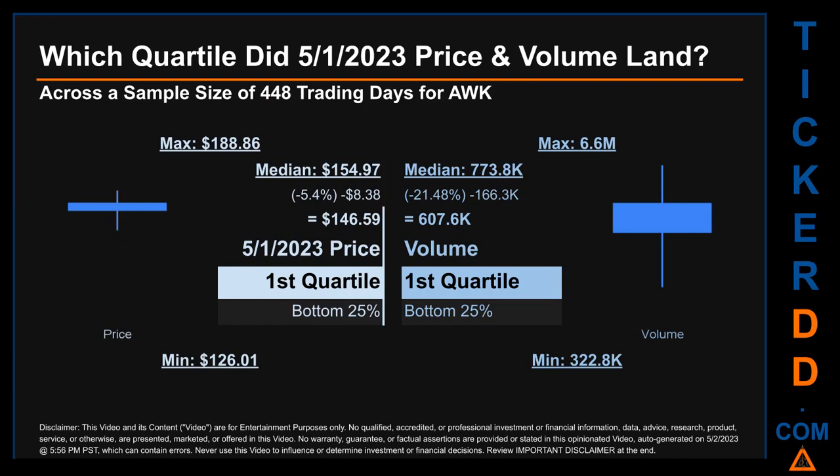Descriptively, AWK has a median price of $154.97. Therefore, the 1st of May 2023 price was lower from that middle marker by 5.4%. The day's volume of 607.6 thousand was less than the median by 21.48%.